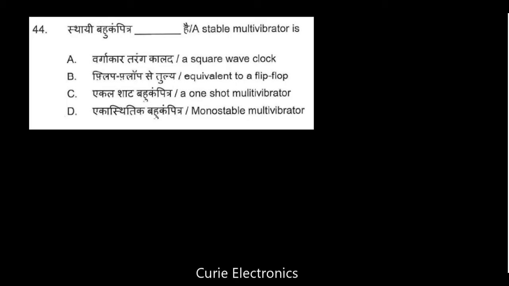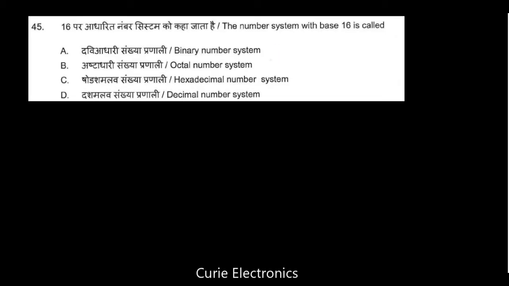Question number 44. An astable multivibrator is a square wave clock. The number system with base 16 is called the hexadecimal number system. Now binary means what? We will have 0 and 1. Now, what about octal? Octal is for base 8, 0 to 7, and decimal is 0 to 9.